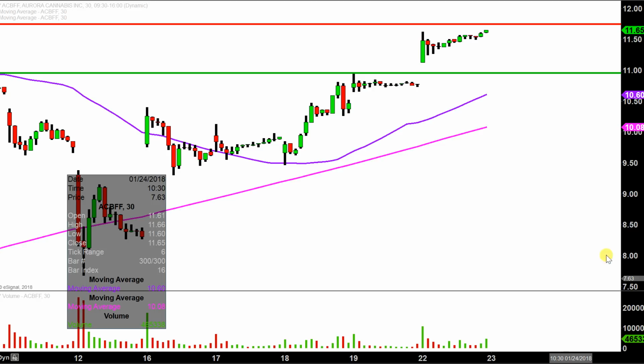If it can break up above it, only time will tell, but there are definitely a lot of eyeballs watching this one going into tomorrow, so we'll see what happens with it.